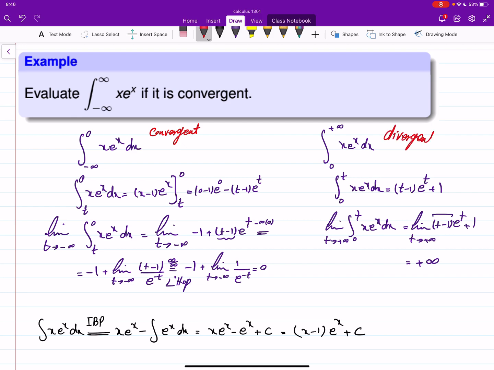The integral is divergent. So one of the two integrals was divergent. That means that the whole thing is divergent.